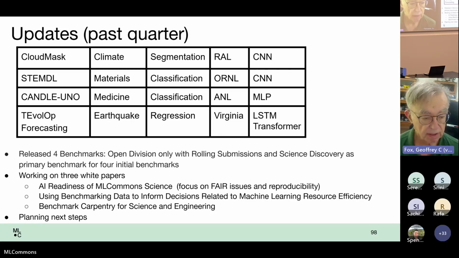We're actually working on 3 white papers. The first one is mainly a focus on how to do FAIR issues properly. Another one is more related to power and efficiency benchmarking data. And another is just how to do benchmarking. However, most of our work this quarter has been on planning. We spent lots of sessions on deciding the right balance between supporting the current benchmarks, new benchmarks, and other things. And that's in the next slide.